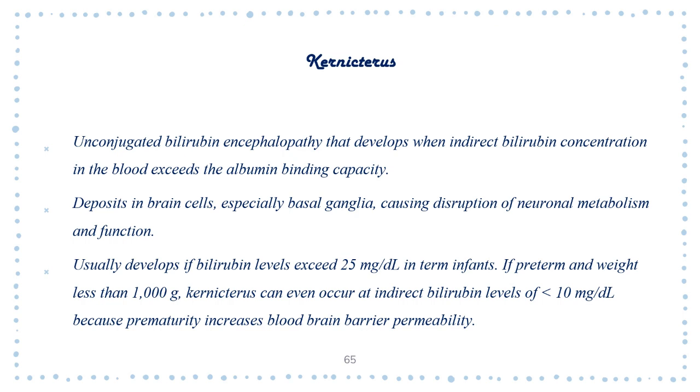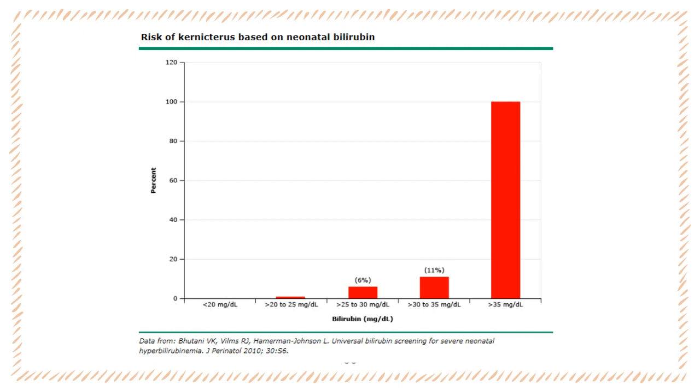Kernicterus is unconjugated bilirubin encephalopathy, which happens when the indirect bilirubin concentration exceeds the albumin binding capacity. This toxic indirect bilirubin can deposit in the brain cells, especially in the basal ganglia, and this will cause disruption of the neuronal metabolism and function. Usually, it can develop when the bilirubin level exceeds 25 in term infants, and if the baby is preterm or with a low weight, it can happen at an even lower bilirubin level because prematurity will increase the blood brain barrier permeability. But they can say that this kernicterus can happen at any elevated level of unconjugated hyperbilirubinemia.